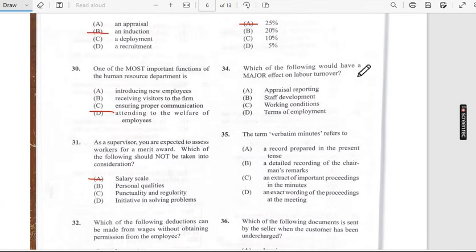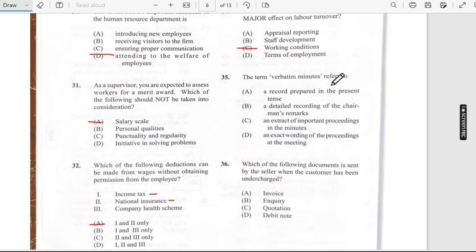Number 34. It says which of the following would have a major effect on labor turnover? It has to do with working conditions. All right, number 35. It says the term verbatim. Verbatim minutes refers to the wording of a proceeding at a meeting. All right. D.